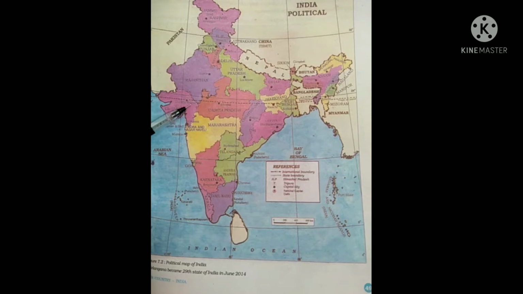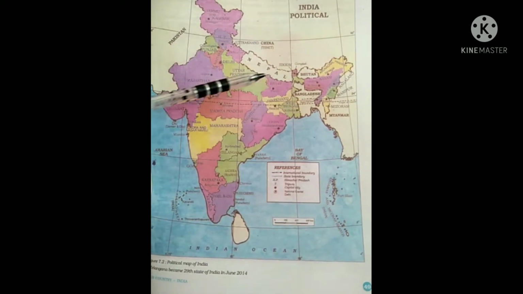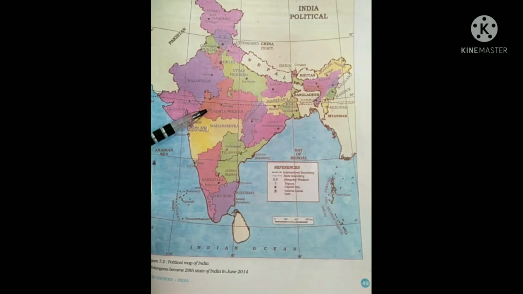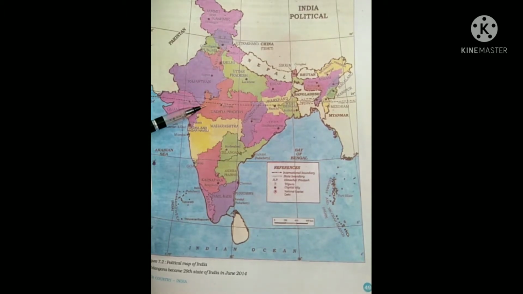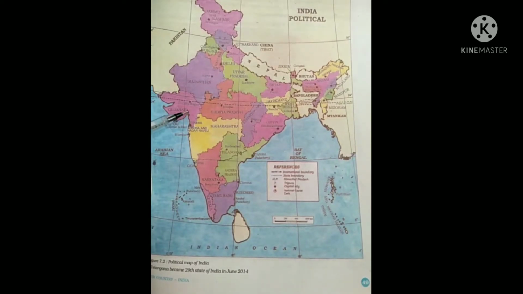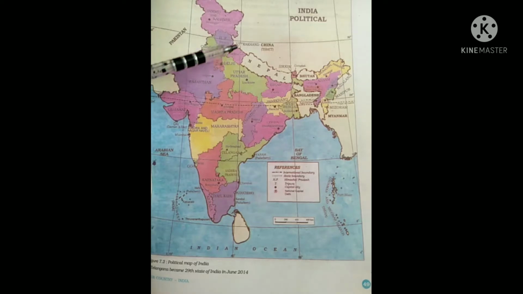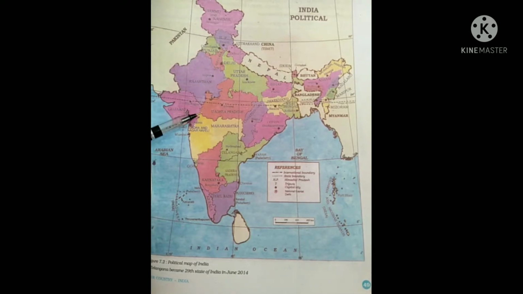For example, this is the Indian map, isn't it? This is our country. It is the 7th largest country in the world, and it has 29 states and 7 union territories, like Lakshadweep, Andaman and Nicobar, like this. So this is about our country, the Indian map.